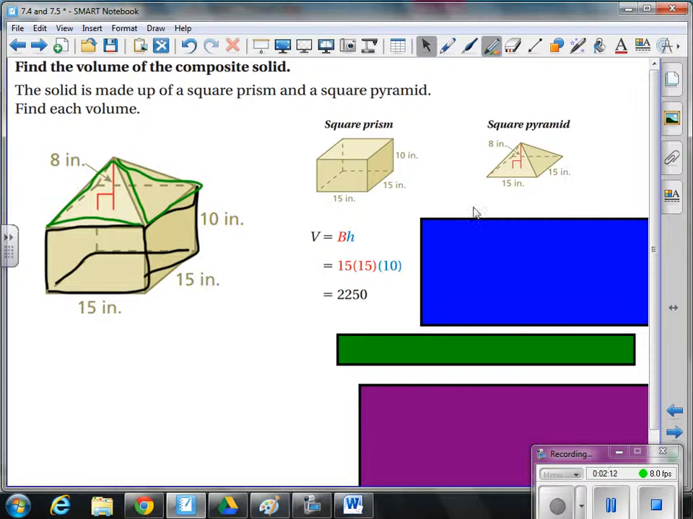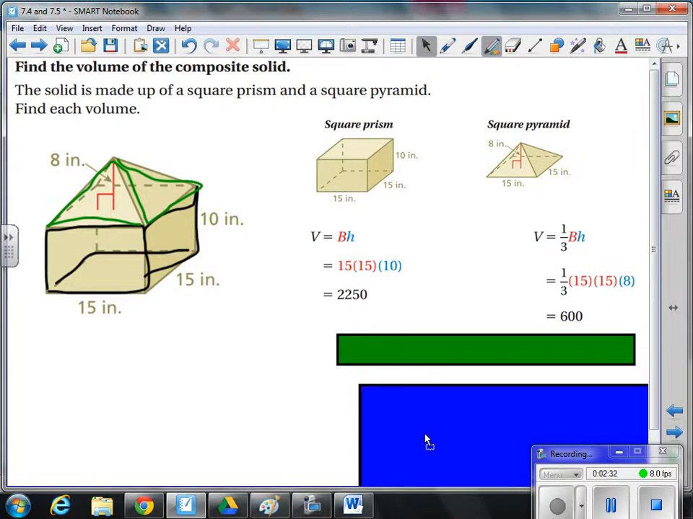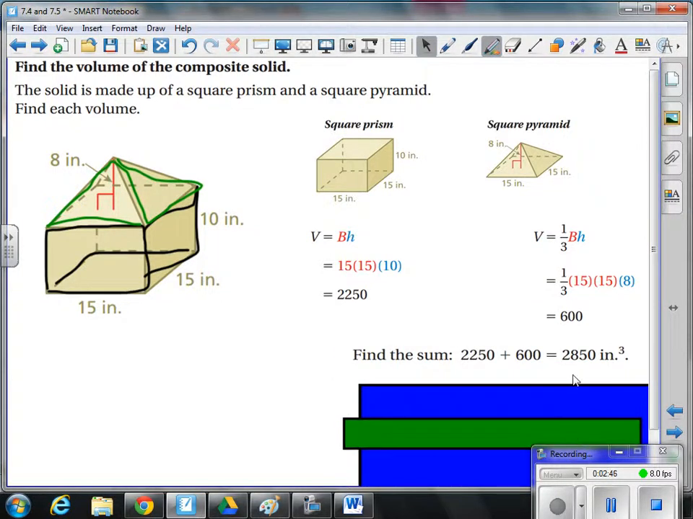And for the square pyramid, if you notice, area of the base is the same, 15 times 15, but this height is different than this height. So 15 times 15, then times 8, and here we are going to divide by 3 to get a total of 600. Okay, so to find the volume of this entire composite shape, we take 2,250, add 600, and we get a grand total of 2,850 inches cubed. Any questions, please ask.